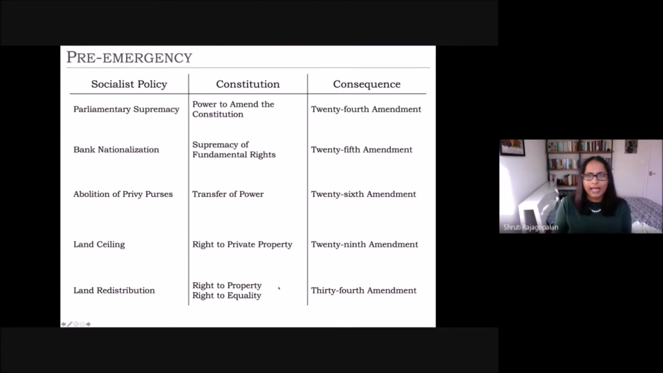Now we come to the Indira Gandhi years, right? There's this huge mythology that India's constitution was doing great, and Nehru was this great constitutionalist. Then comes Indira Gandhi and the Emergency happens and all hell breaks loose, right? But you see that the trend that was started by Nehru continues with Indira Gandhi even pre-Emergency, right?